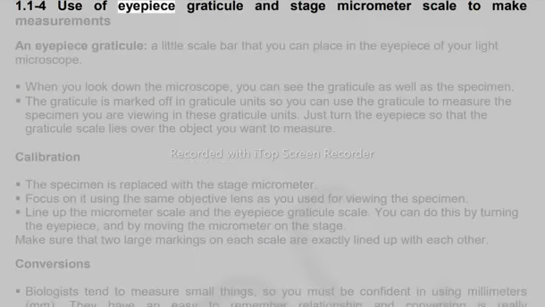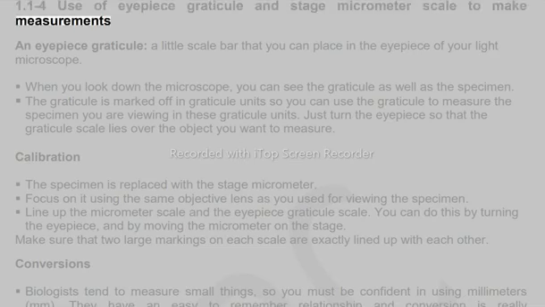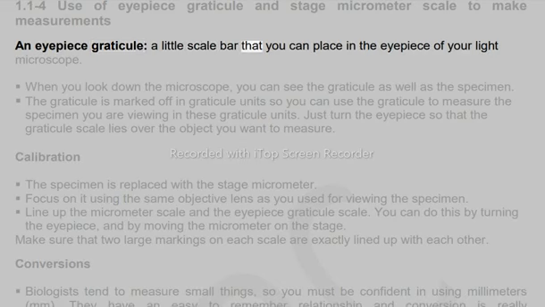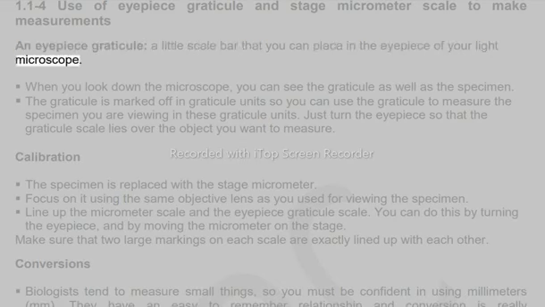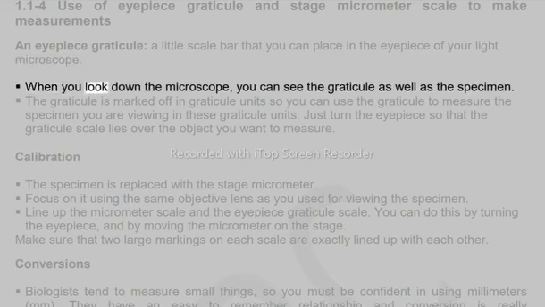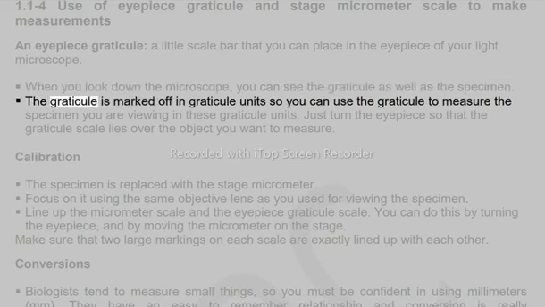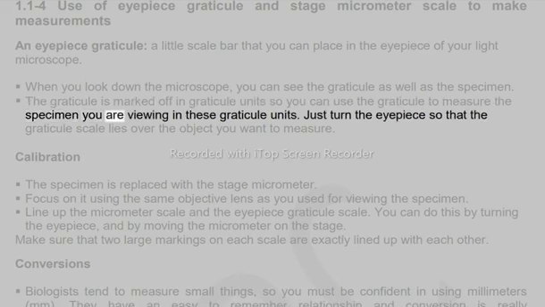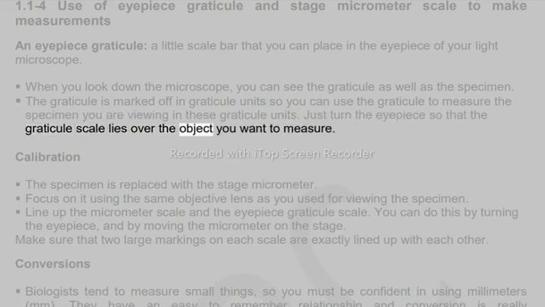1.1.4 Use of eyepiece graticule and stage micrometer scale to make measurements. An eyepiece graticule is a little scale bar that you can place in the eyepiece of your light microscope. When you look down the microscope, you can see the graticule as well as the specimen. The graticule is marked off in graticule units, so you can use the graticule to measure the specimen you are viewing in these graticule units. Just turn the eyepiece so that the graticule scale lies over the object you want to measure.